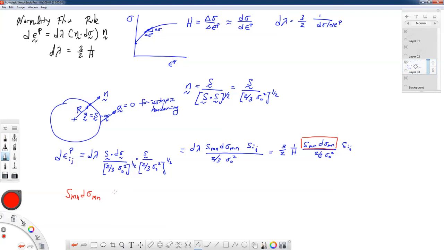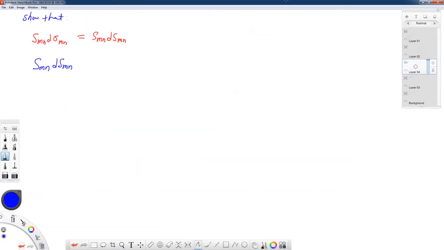And what we're going to do is show that that's going to be equal to Smn dsmn. Okay, so we'll get back to this in just a second. Let's take a brief interlude, and we'll figure this part out. All right. So let's start with Smn dsmn. By the definition of deviatoric stresses, we can figure out what that is.